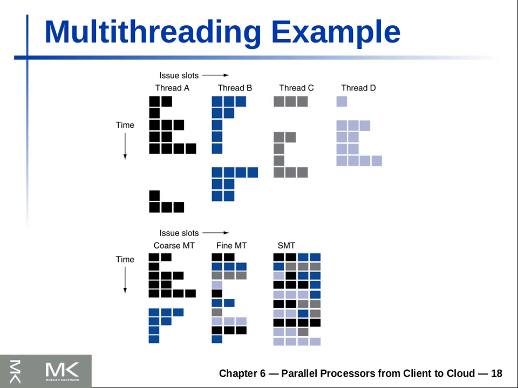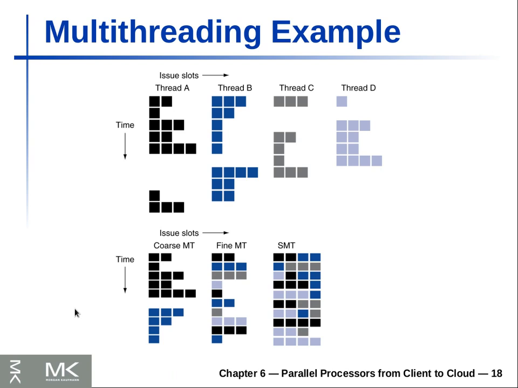All right. Let's go to our example of issue slot. So these are 4 separate threads. You want them all to execute in parallel, hopefully. Coarse grain, you start with the first thread until you can't issue anymore. So it issues 2. All right, we're good.